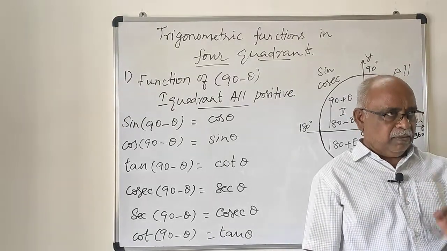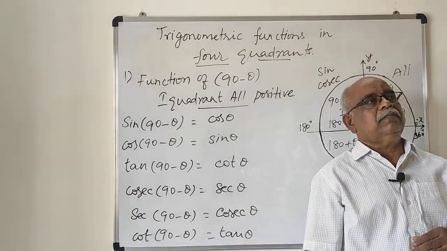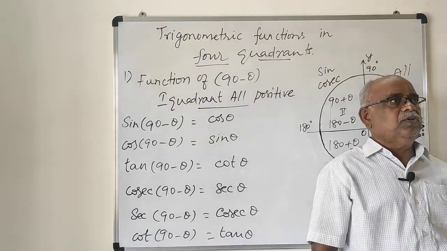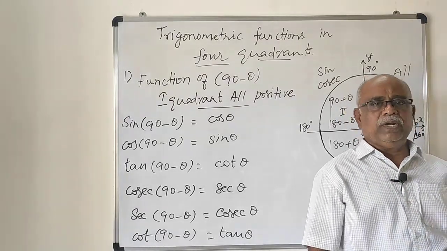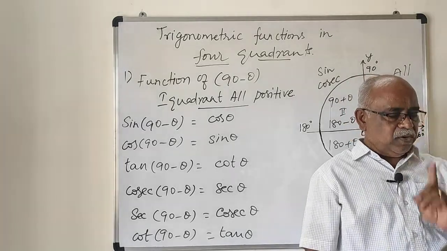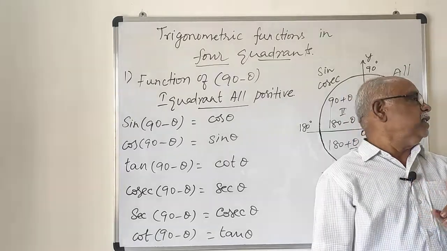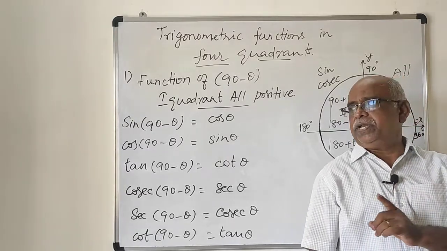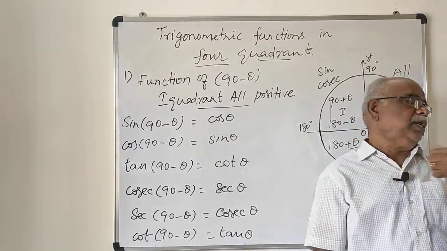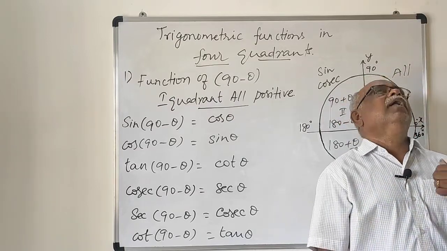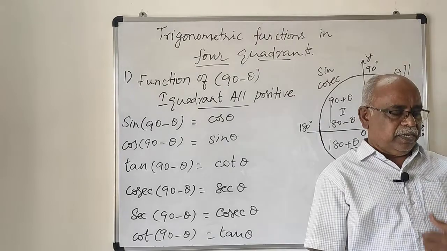Change means you get the complement ratio. For the value of sine, you get cos. For cos, you get sine. For tan, you get cot, like that. For 90 and 270, the ratios will change. And for 180 and 360, the ratios will not change.